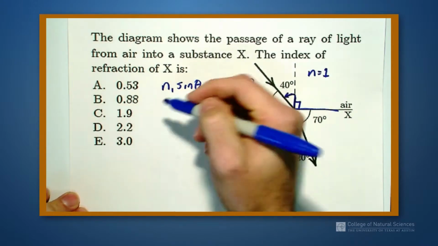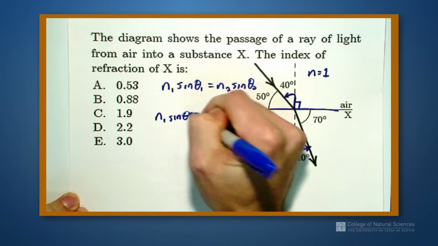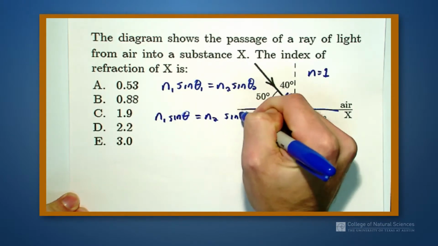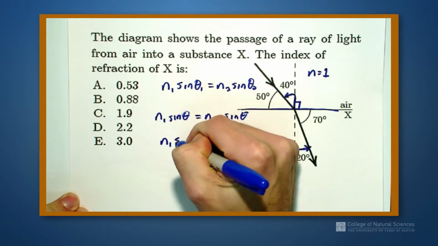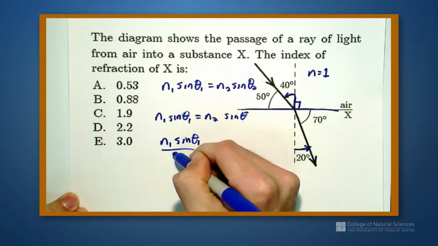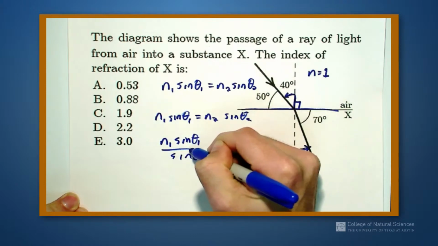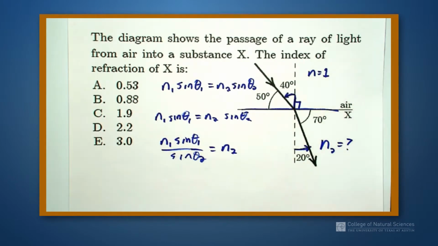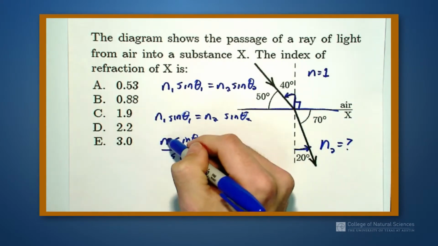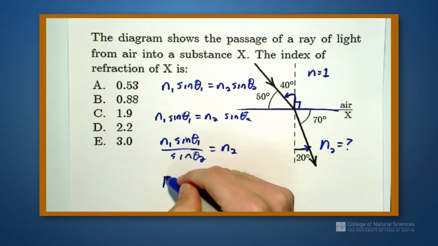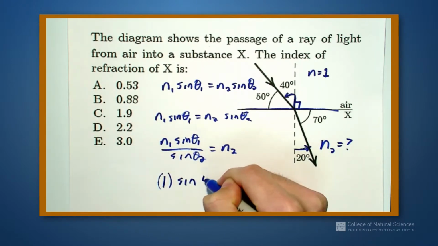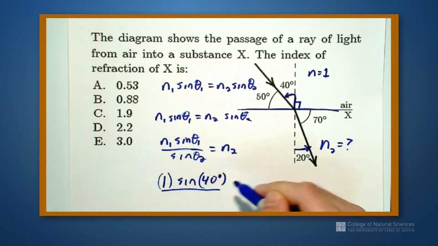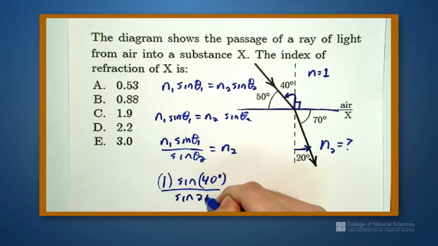So we know that n1 sine theta 1 is equal to n2 sine theta 2. We know it's n1 sine theta 1 over sine theta 2 is going to be n2. I want to figure out what the index of refraction is of X. Well, the index of refraction of air is 1 times the sine of the angle of 40 degrees divided by the sine of the angle of 20 degrees. And that is going to give us the index of refraction of the second one.